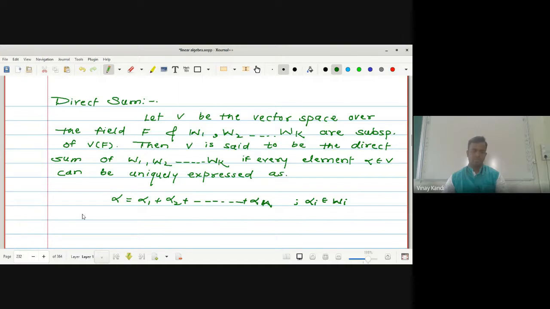It is denoted by V equals W1 direct sum W2 direct sum W3, and so on up to direct sum Wk. So this is the definition of direct sum. Any doubt in this definition?